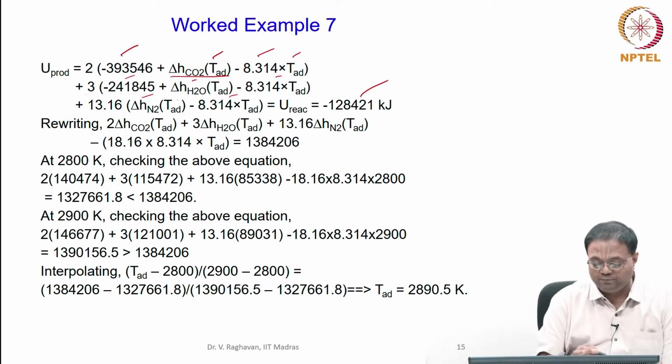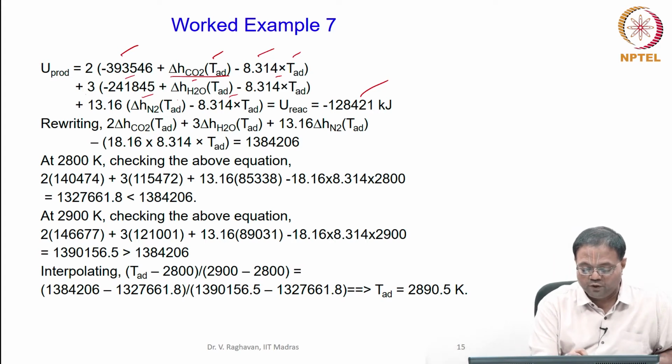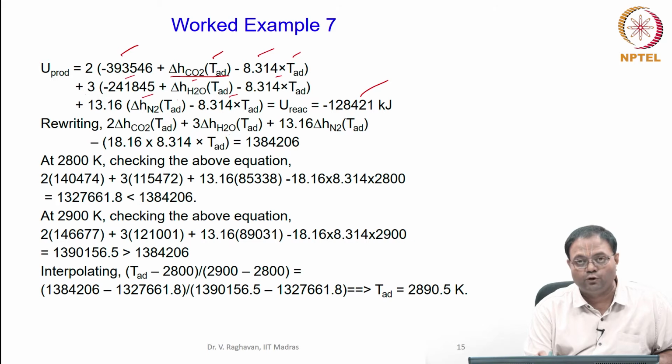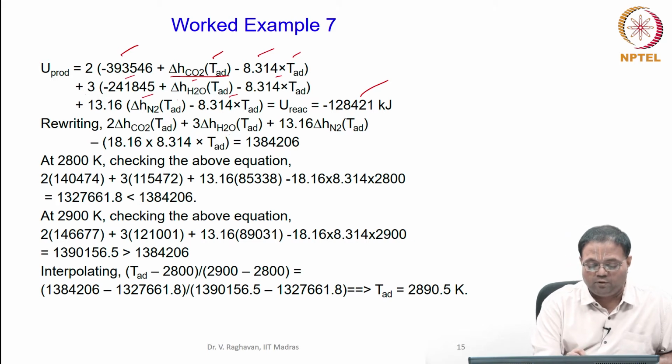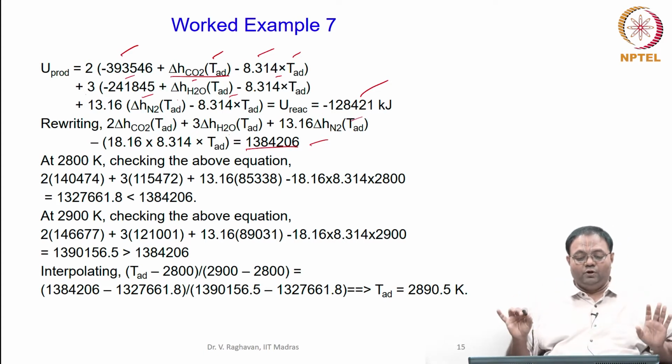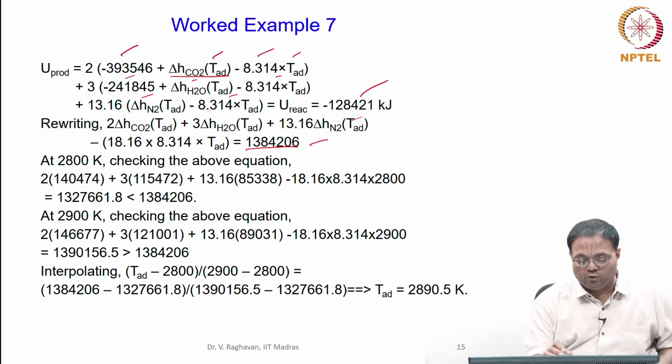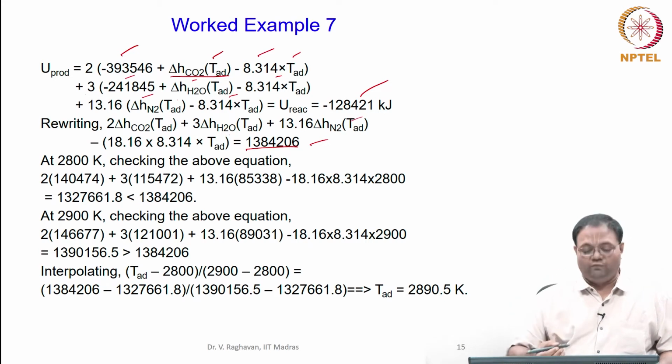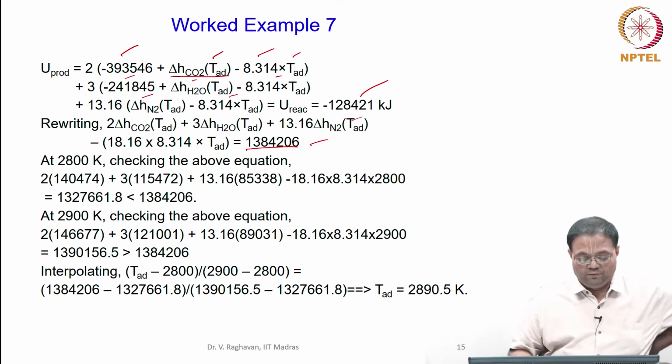Rearrange the equation to write all the sensible enthalpies: 2 times sensible enthalpy of CO2 at TAD, 3 times sensible enthalpy of H2O at TAD plus 13.16 times sensible enthalpy of N2 at TAD, minus the number of moles of products into RU into TAD, will be equal to the constants, which I have taken to the right hand side and added. So this will be the equation I get. Once you assume TAD, I can substitute in the left hand side, retrieve the values of delta H from the tables, and compare the calculated left hand side with the right hand side.